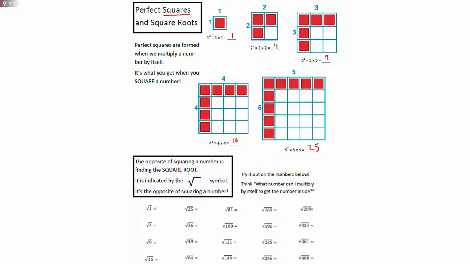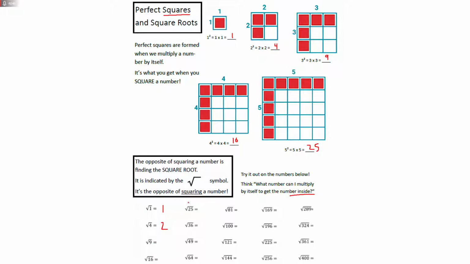So let's try it out. If I already know that 1 is a perfect square, and I know that to find the opposite I would take the square root, I have to think, what number do I multiply by itself to get the number on the inside? To get 1 on the inside, I would do 1 times 1. So the square root of 1 is 1. What number times itself gets me 4? Well, I know from up top, 2 times 2 is 4.